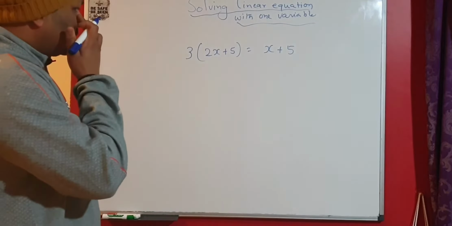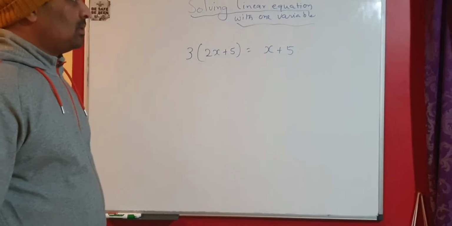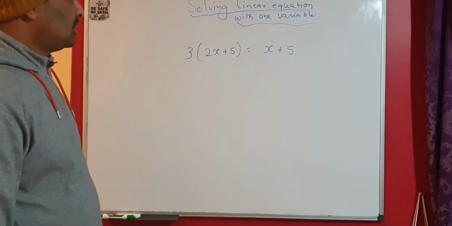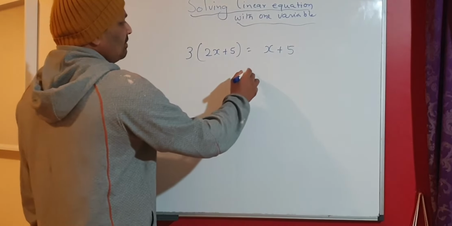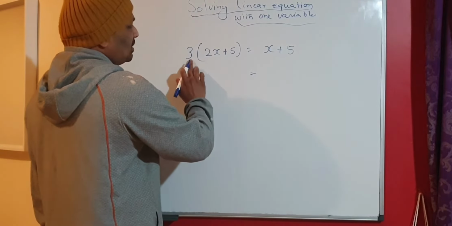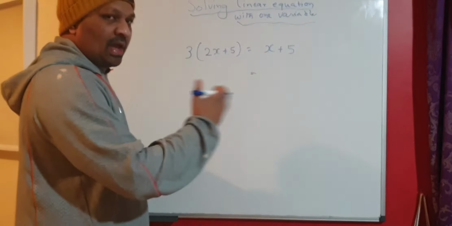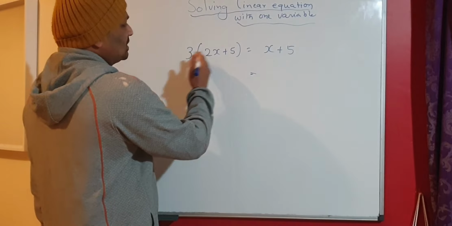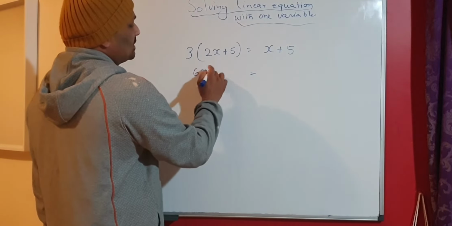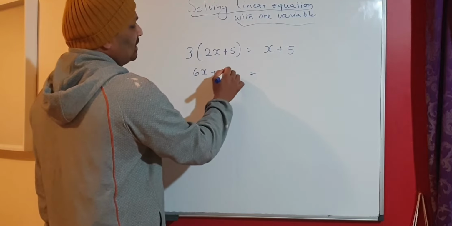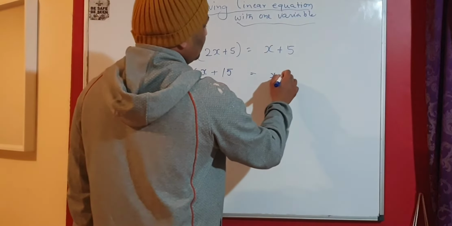Okay, so 3 into 2x plus 5 is equal to x plus 5. Let's try to solve this one. So again, in this case, we have to expand this left side portion, because 3 is something that is multiplying 2x plus 5, the entire 2x plus 5, that is why we have to expand it. When you expand this one, you will get 3 2s are 6x plus 3 5s are 15. On the right side, we still have x plus 5.